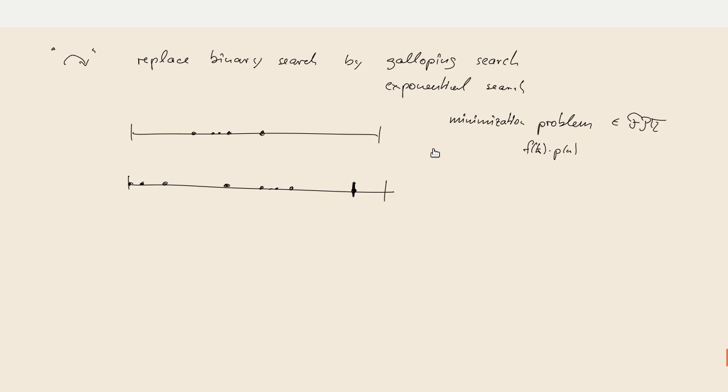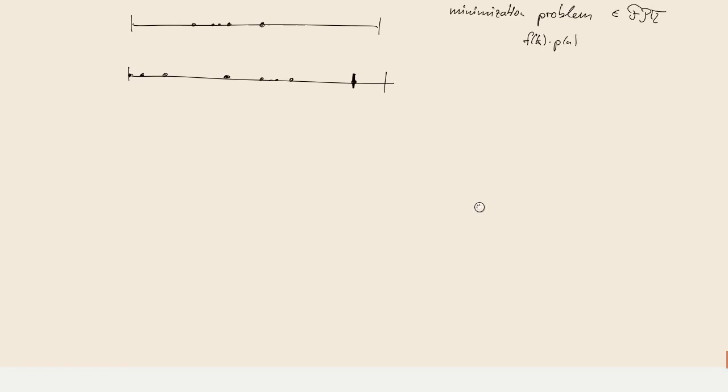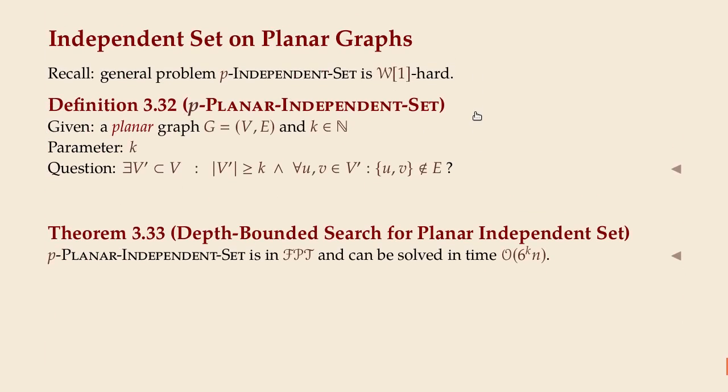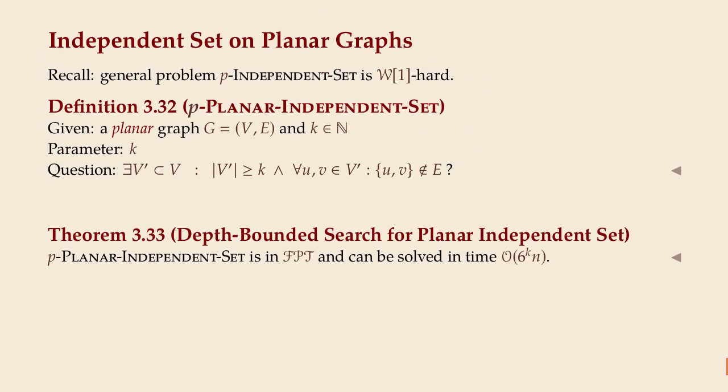Okay, so far for the general comments. Let's see one more example of a depth-bounded search that is a tiny bit more interesting than the one for vertex cover. So you recall the problem independent set. We've seen it a few times. Just to repeat once more, you're given a graph, and you ask for a subset of the vertices so that they have no edges in between.